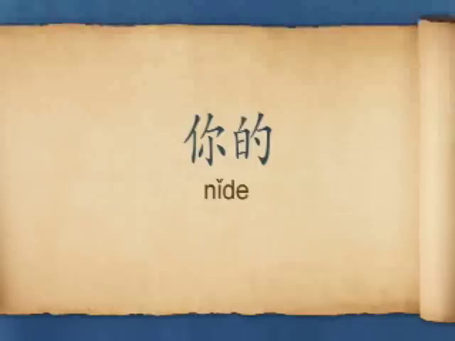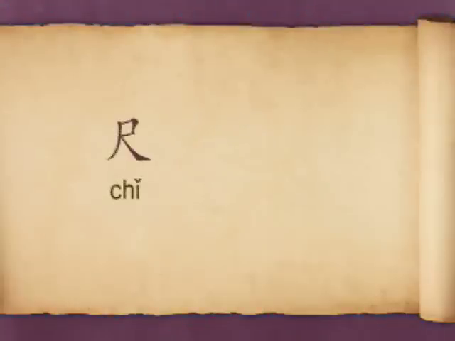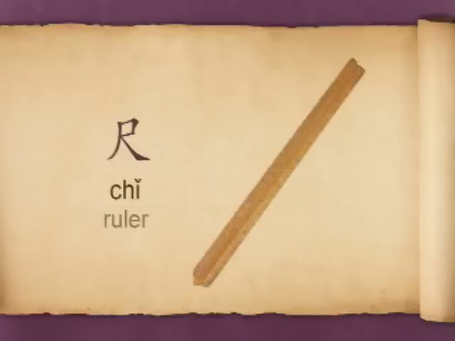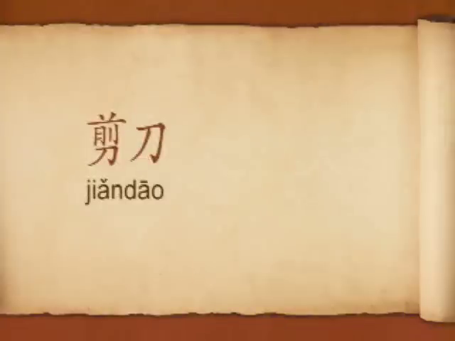你的，你的，你的. 很好. Here's a word, 尺. You learned it in our last lesson. What is the object called 尺? Correct. It's a ruler. 尺 is said with a third tone. Say 尺 with me 3 times. 尺，尺，尺. A new word today is 剪刀.